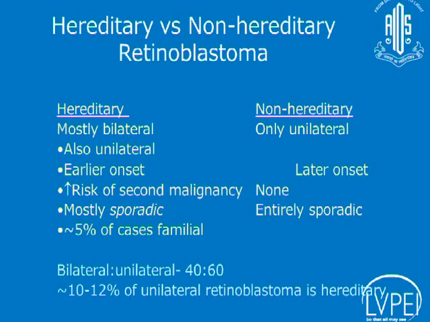Non-hereditary retinoblastoma is mostly sporadic, although about 5% of cases are familial. It is always unilateral, with somewhat later onset than the bilateral or hereditary form, and there is no risk of second malignancies as in the hereditary case. Obviously there is no familial transmission, because the two events were somatic and therefore not passed on from previous generations. The bilateral to unilateral ratio is generally 40 to 60, but 10 to 12% of unilateral retinoblastomas can be hereditary.